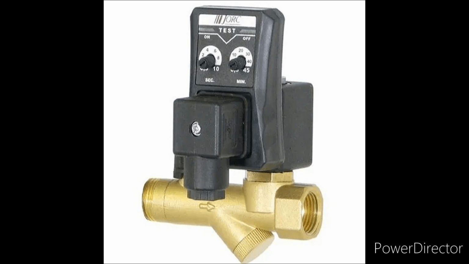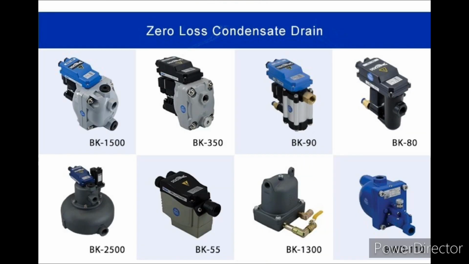420480 seconds per year. So annual energy loss is 7.2872 meter cube per minute into 420480 seconds per year divided by 60 seconds per minute, equals 5106 meter cube per year. So this is the loss.